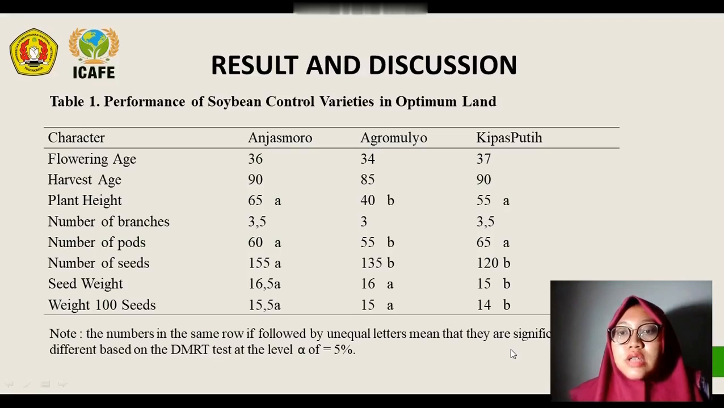The largest number of seeds was found in the Anjasmoro genotype, not significantly different from Agromulyo and significantly different from Kipas Putih, which has the lowest yield. The largest seed weight and weight of 100 seeds were found in the Anjasmoro genotype, not significantly different from Agromulyo and significantly different from Kipas Putih, which have the lowest yield.